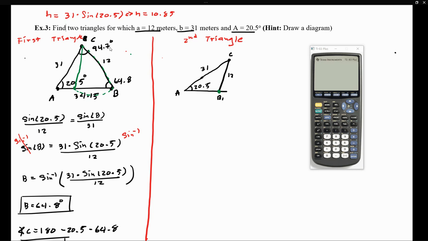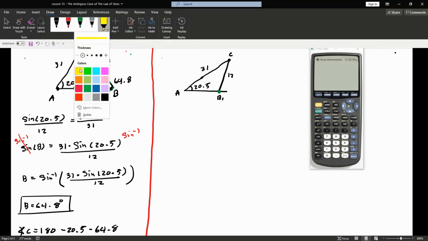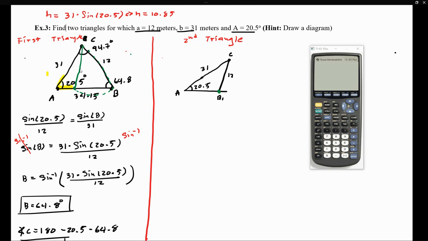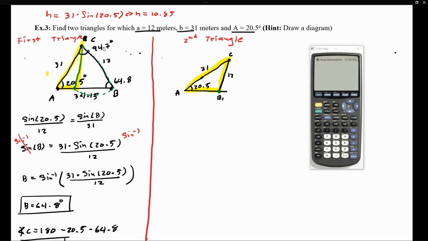That's what I'm trying to recreate here. I'm trying to recreate the second triangle that we have here. And the first thing that you might have noticed is, well, angle B, it's definitely not 64.8 anymore. So what exactly is my new angle B, which I want to call B1?